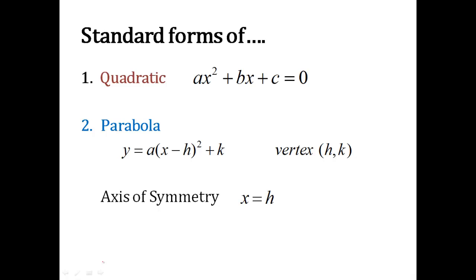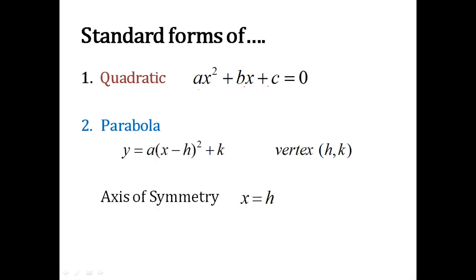Okay, this video is about the standard form of a parabola. Now, there are two standard forms you need to know. The standard form of a quadratic looks like your basic trinomial, ax squared plus bx plus c. We've worked with these, we've factored these, we've identified a, b, and c. That's the standard form of a quadratic function.